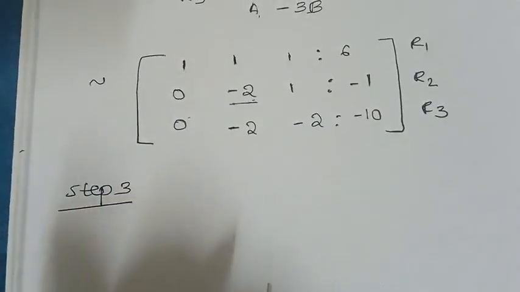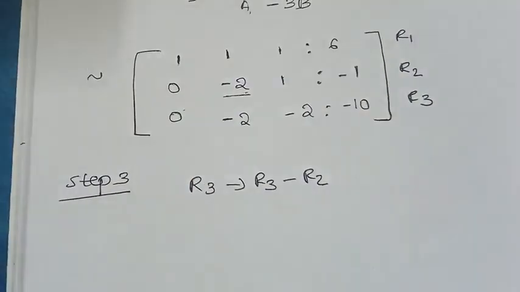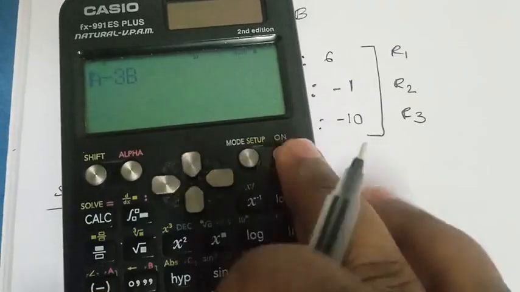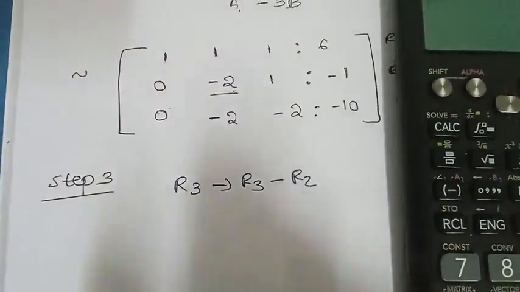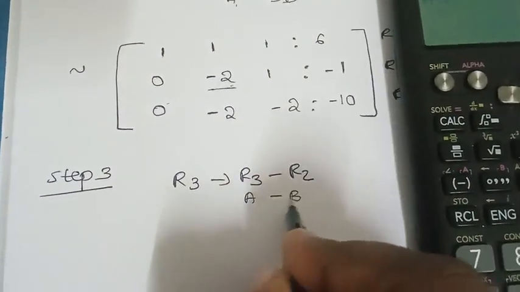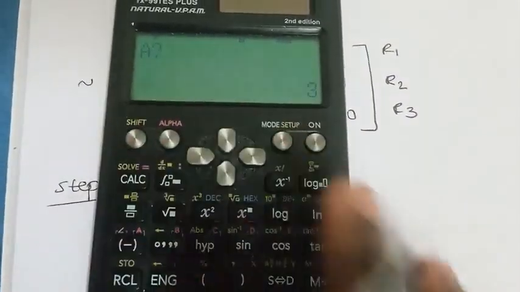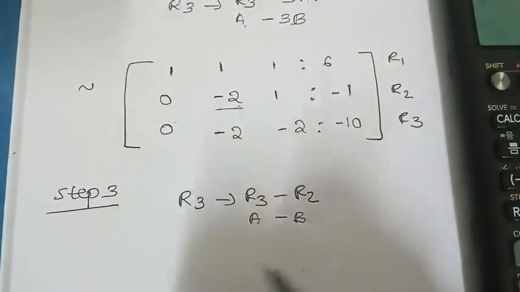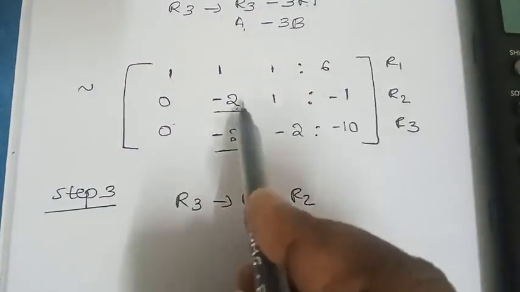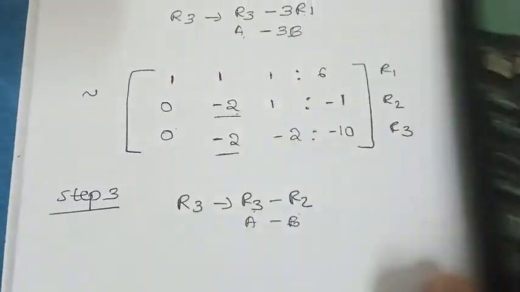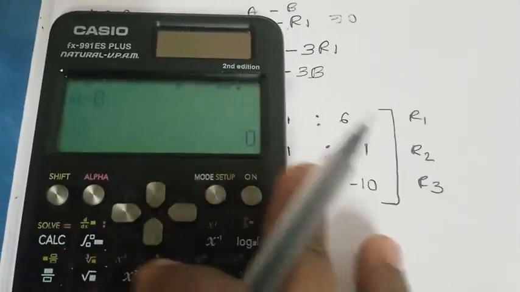So for this we have to apply a row operation, that is R3 tends to R3 minus R2. We will do the same on the calculator. I will take R3 as A, R2 as B. A minus B. Then calc button. So what's our A? A is R3, right? R3 is minus 2. Then what's our B? B is R2, minus 2. Then we got the answer as 0.